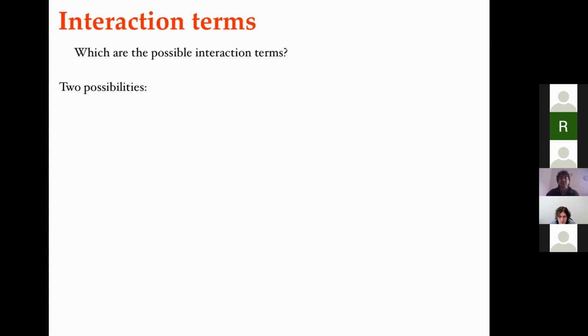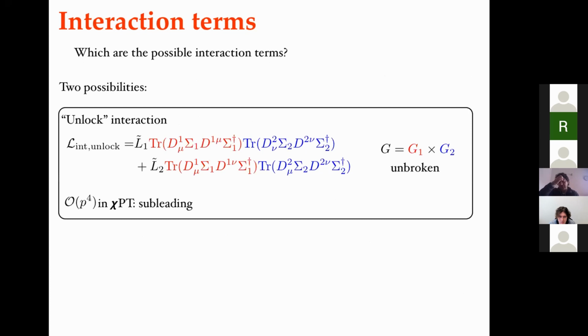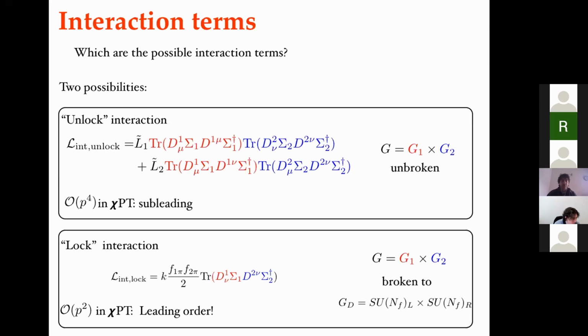Now, what about the possible interaction terms? We analyzed basically two kinds of interaction. One is, say, an unlocking interaction, in which basically the global group is unbroken, at least at the Lagrangian level. This is, however, of order p^4 in chiral perturbation theory, so it's somehow subleading. Instead, there is a weird interaction, which is this one, which actually locks G1 and G2 to a diagonal group. And it is actually of order p^2.